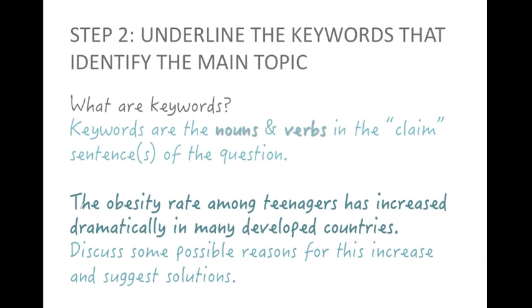So if you look at all task 2 questions, you will find that there are essentially 2 parts to the question. It almost divides the question into 2 parts. The first part of the question will always claim something. It will give you information. It will just provide you something almost as a fact. So in this case, you see that this first part, it says the obesity rate among teenagers has increased dramatically in many developed countries. So it's just presenting some facts to you, and it's just making a claim. So that's the claim sentence of the question.